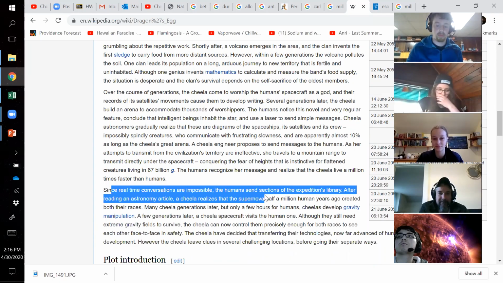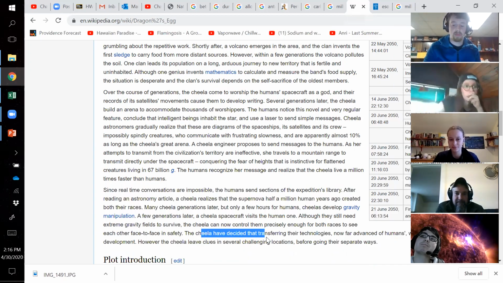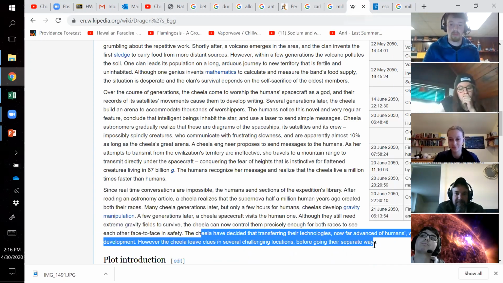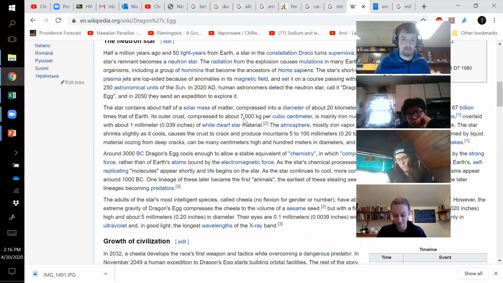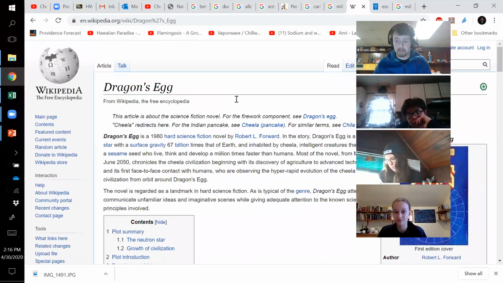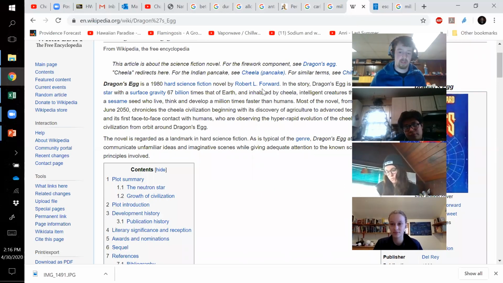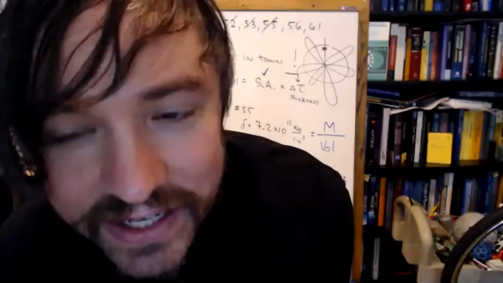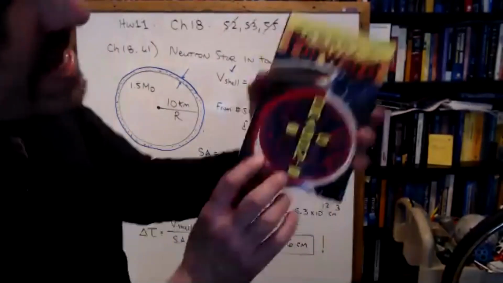Since real-time conversations are impossible, the humans send sections of the expedition library. You've got to read this whole thing. It's hilarious. The Chila decided that transferring technologies far too advanced for humans would stunt humanity's development. So this book, Dragon's Egg, is kind of cool because it imagines, would it be possible for life to exist on the surface of a neutron star? And what might it be like if we attempted to communicate with such organisms? So there's a plug for Robert Forward's Dragon's Egg and hard science fiction as a genre. Check it out, or at the very least, read the Wikipedia page. I got a good chuckle out of it.